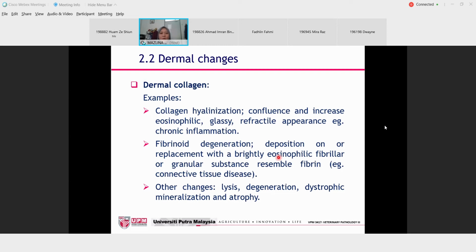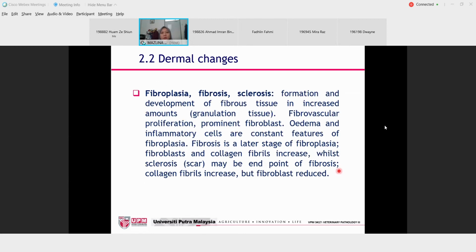And this is commonly seen in cases of chronic inflammation. You can also see fibrinoid degeneration. There will be deposition on, or replacement with, a brightly eosinophilic fibrillar or granular substance that resembles fibrin. This is very typical in connective tissue disease. Other changes involving the dermal collagen include lysis, degeneration, dystrophic mineralization, and even atrophy. Okay, next we move on to fibroplasia, fibrosis, sclerosis.